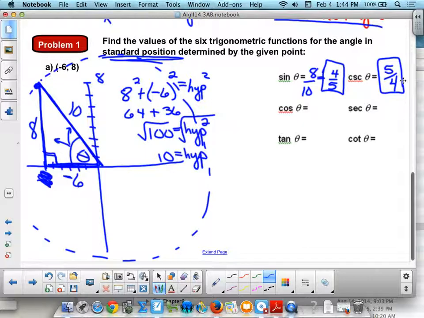Hypotenuse. I did the work right there. I did the Pythagorean theorem.